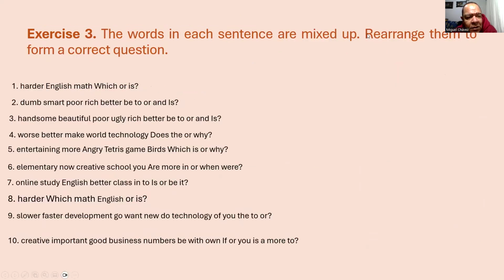Then we have exercise number 3. The words in each sentence are mixed up. Rearrange them to make a correct question. Number 1. Which is harder, math or English? Number 2. Is it better to be rich and dumb or poor and smart?